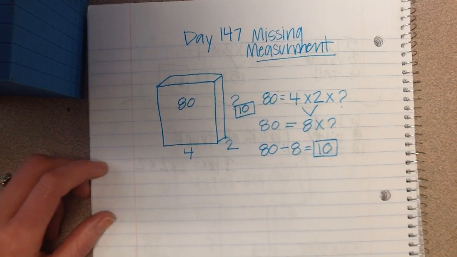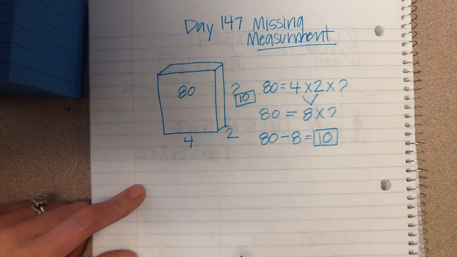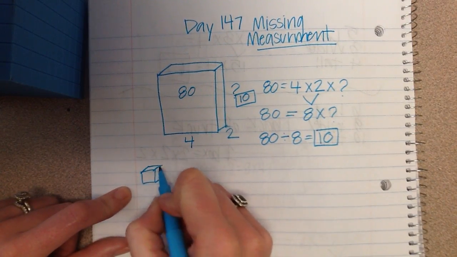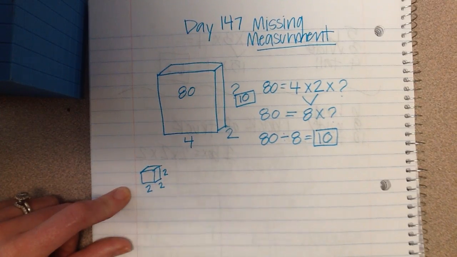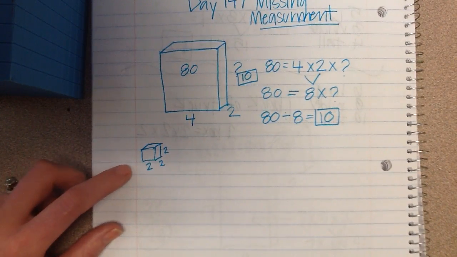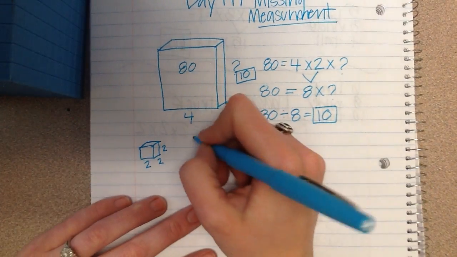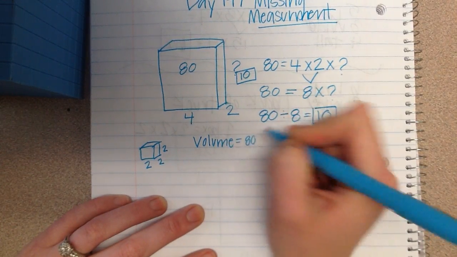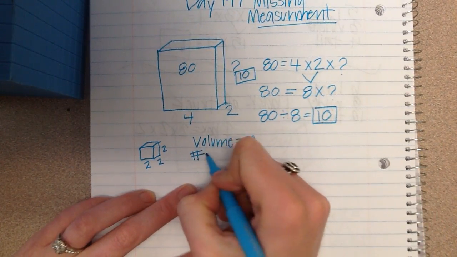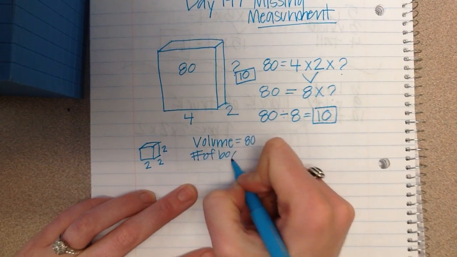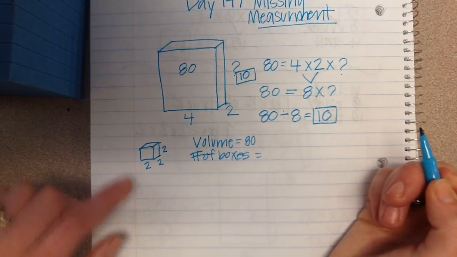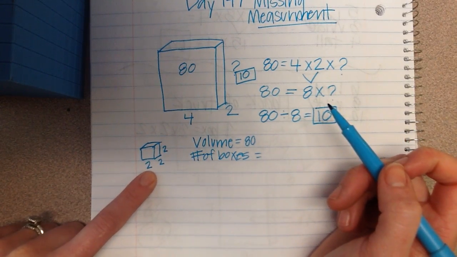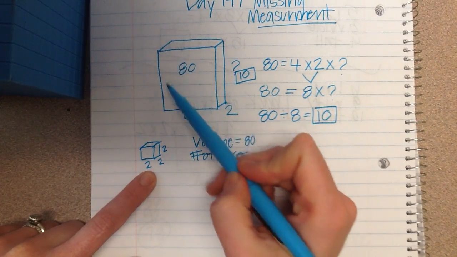But say we're going to make it a little bit more challenging. Say, for example, that we have a box that we want to fit in that space that's a 2 by 2 by 2. Okay? So our volume equals 80. Number of boxes. Okay? So you can do two things. You can find the volume of this and divide it by this.